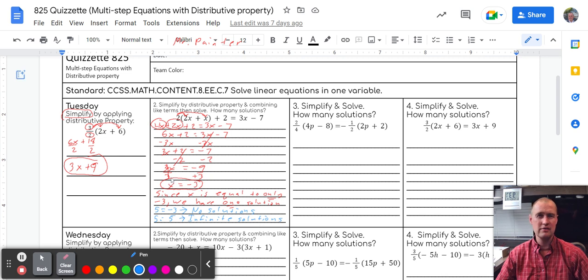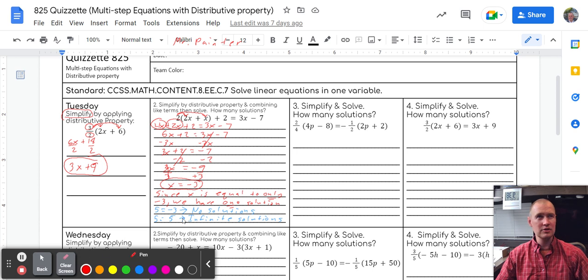So again, if you have a variable equals a number, that's going to be one solution, which this problem is one solution. But in the event, as we move on to Wednesday, Thursday, and Friday, if you have a number equal to another number that is not the same, that's going to be no solutions. And last but not least, if you have the same number equals the same number, it's going to be infinite solutions. You're probably going to see this in some classwork this week as well.